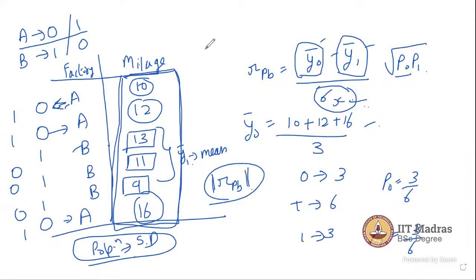Sir, could you also clarify: it always lies between 0 and 1, I think? Yeah, the absolute value always lies between 0 and 1. Okay, sir. Thank you, sir.